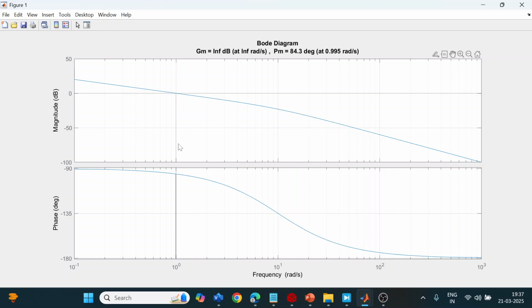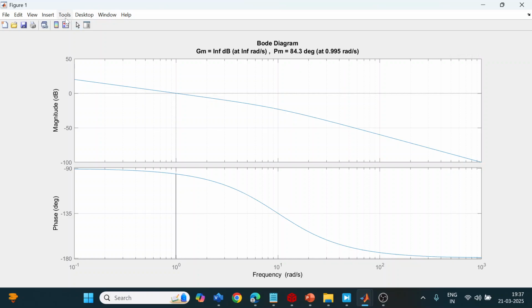So once you find out, this is for the uncompensated system I'm saying. For the uncompensated system, the phase margin I can see is 84.3 degree. But if you want to check, at this corresponding radian per second, how much phase is your plant, the uncompensated transfer function, contributing.